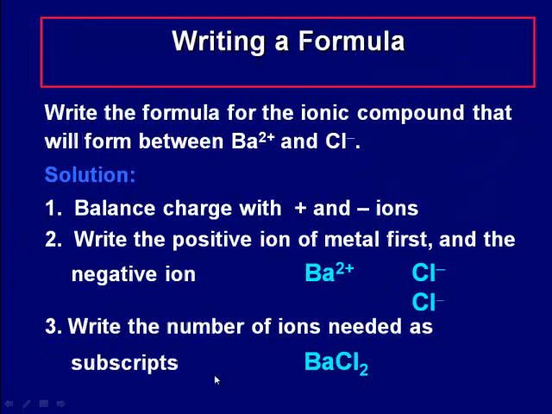Okay. So in order to write the formula, I need to balance the charges of pluses and minus. So if I have a formula that has barium, which has a +2 charge because it's in group 2, and chlorine, which is in group 17, has a -1 charge, I'm going to need 2 negatives for every 1 positive barium in order to get a neutral charge.